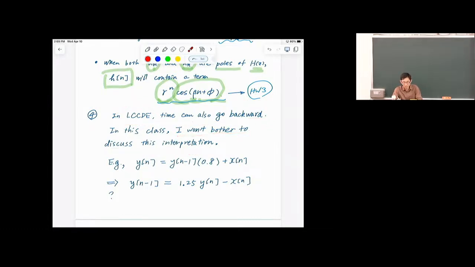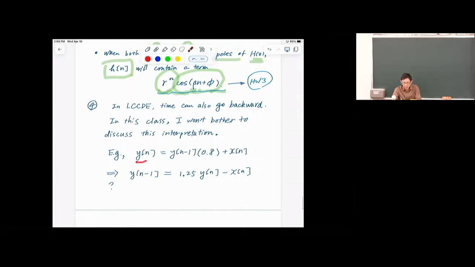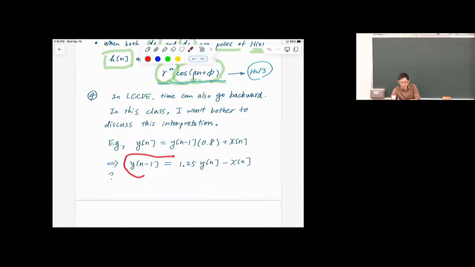What interpretation? Let's see this example. Here's a very simple example, an LCCDE. A difference equation with a feedback term: y[n] equals 0.8 times the previous sample plus x[n]. This is a difference equation, right? But did you realize that we can rewrite the equation into this form?